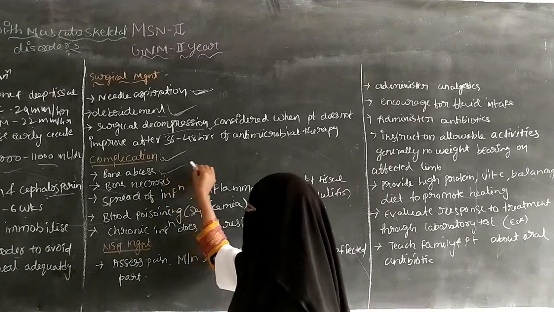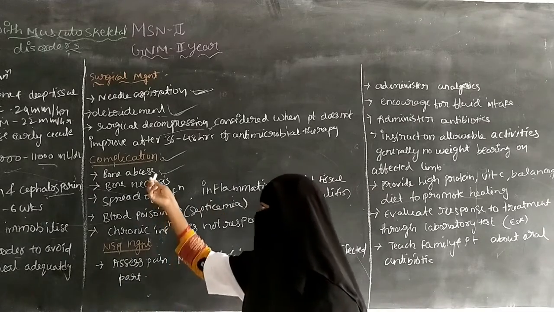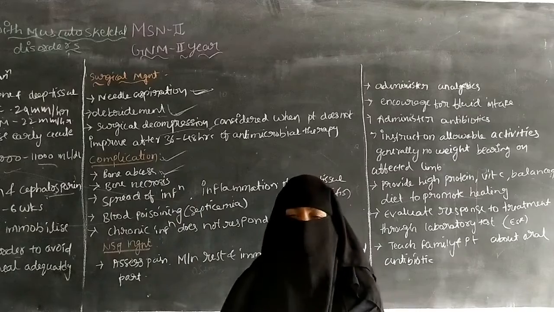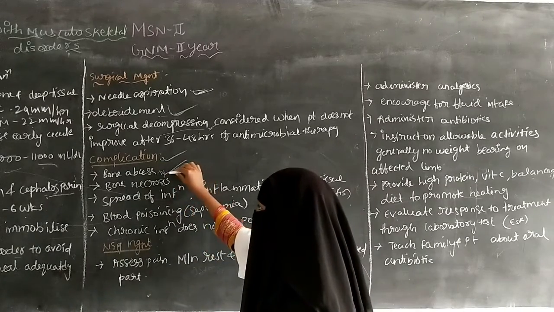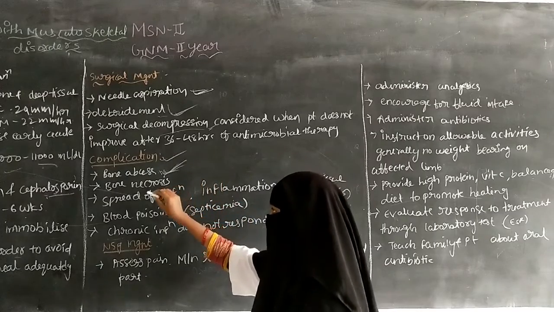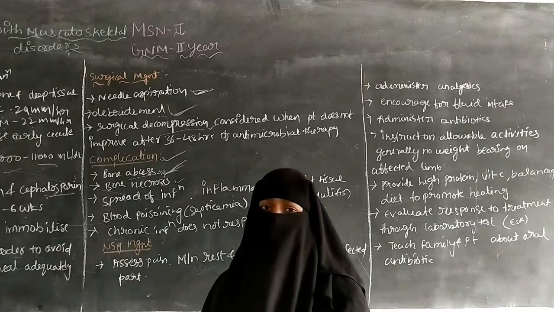It includes the bone abscess. Bone abscess means inflammation of the bone. It can be caused by infection. So it is a bone infection and bone abscess. Next one is bone necrosis.